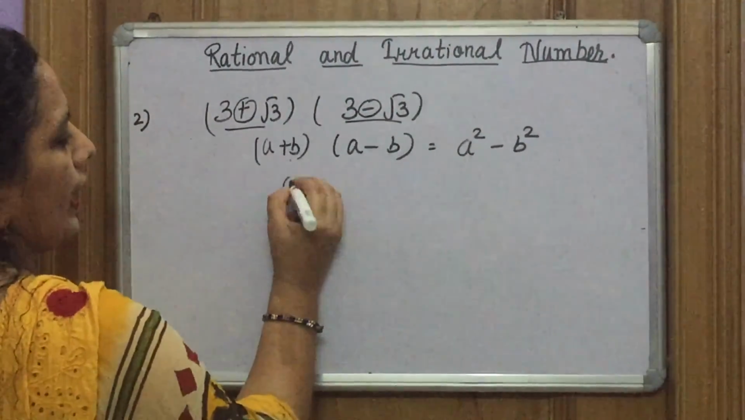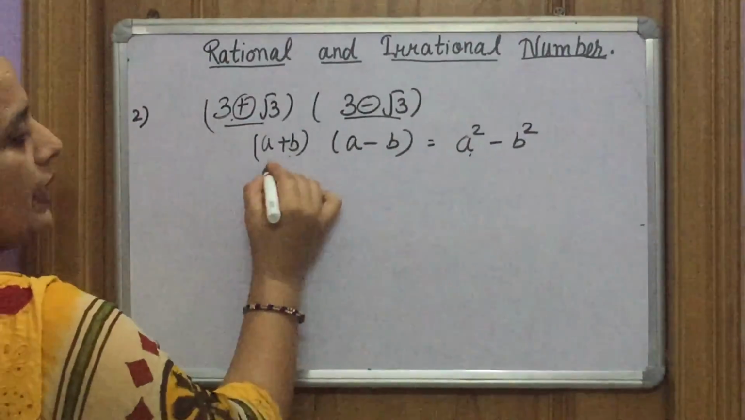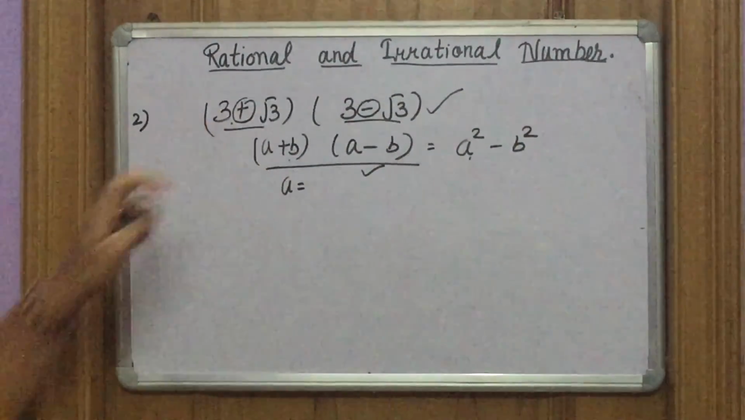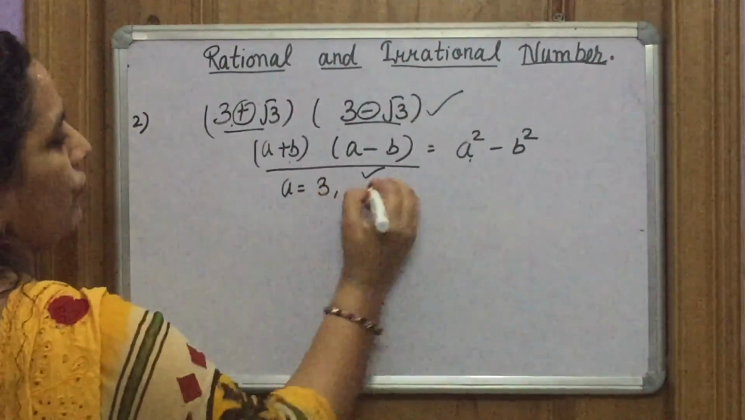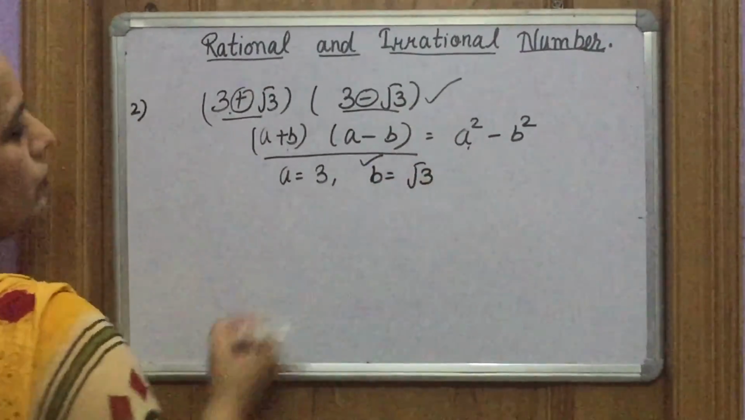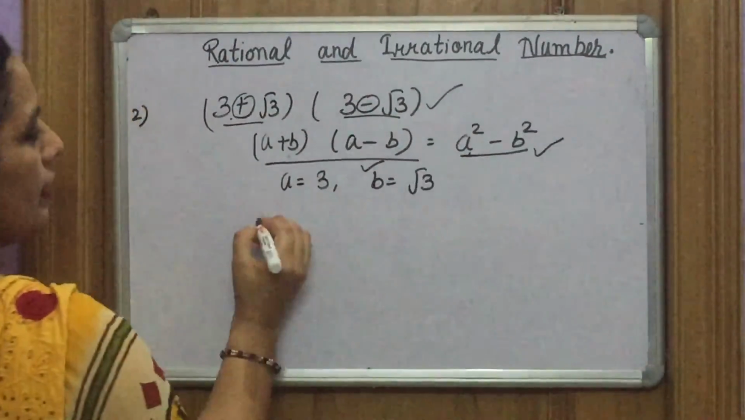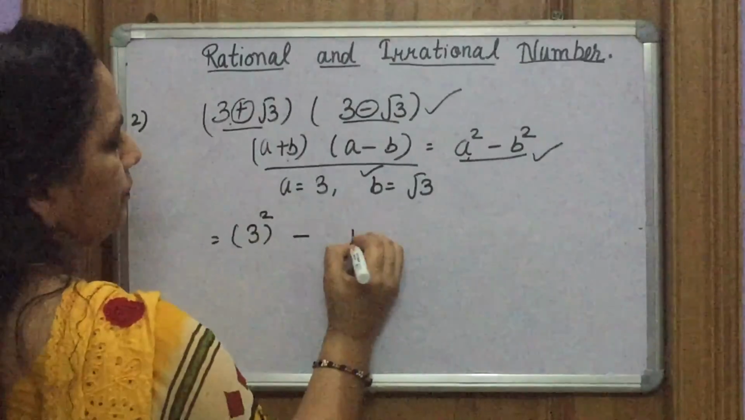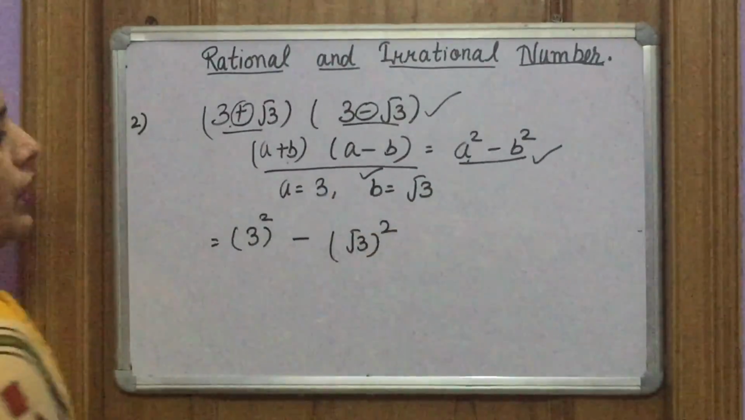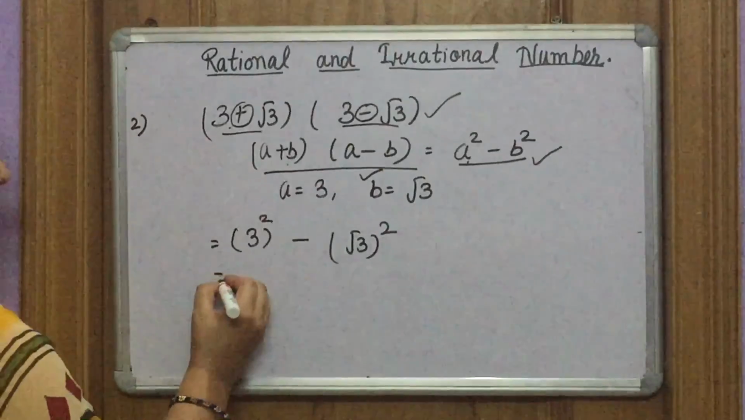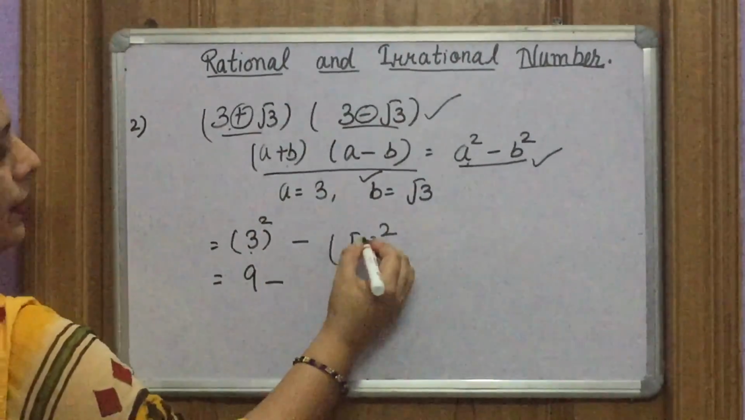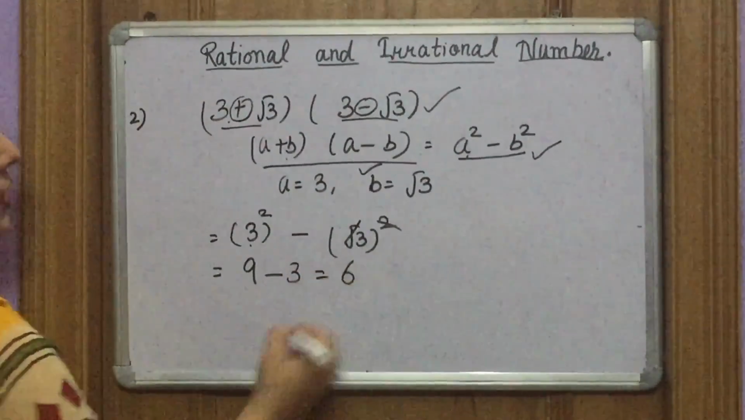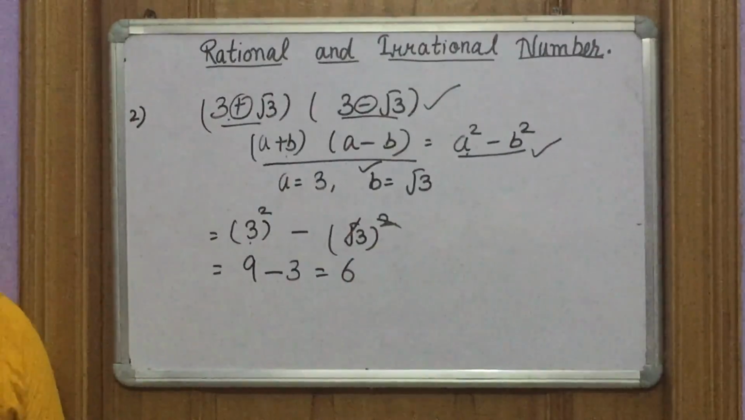Now compare. When we compare this expression to the identity, we have the value of a is 3 and the value of b is square root of 3. Now put the values in this formula. It will be equal to 3 squared minus square root of 3 squared. Then it will be equal to 9. We can cancel square by square root. Then we have 9 minus 3. Then it will be equal to 6.